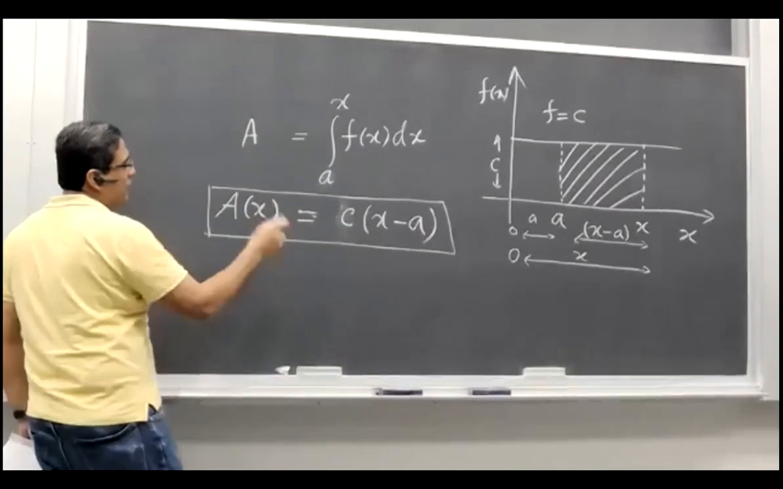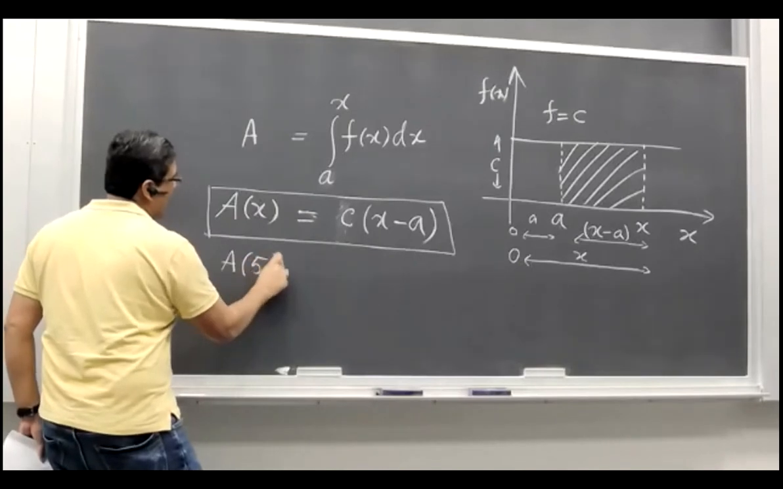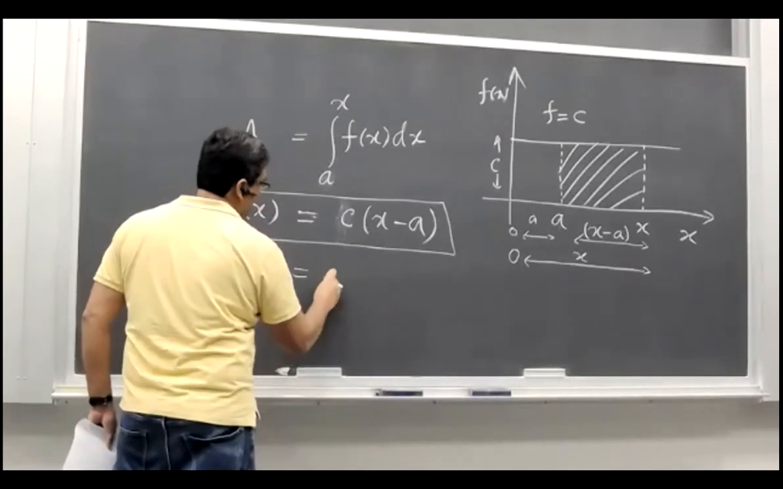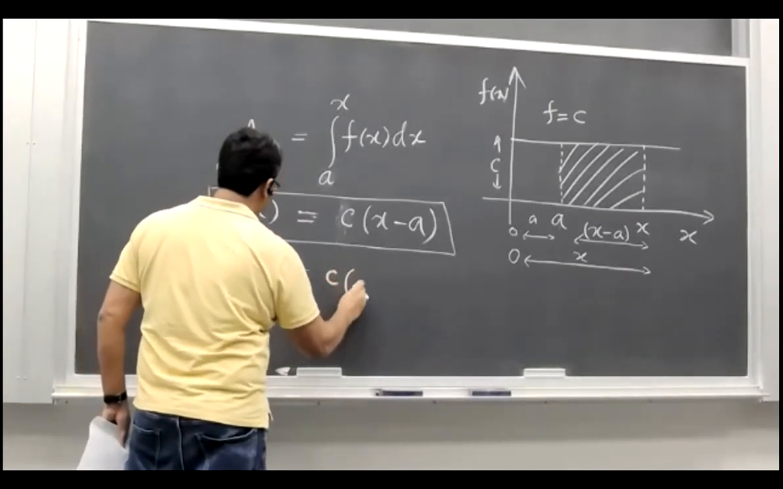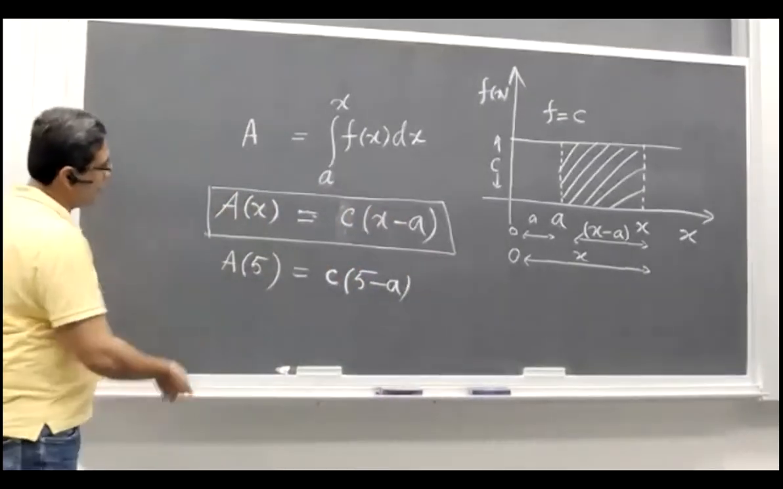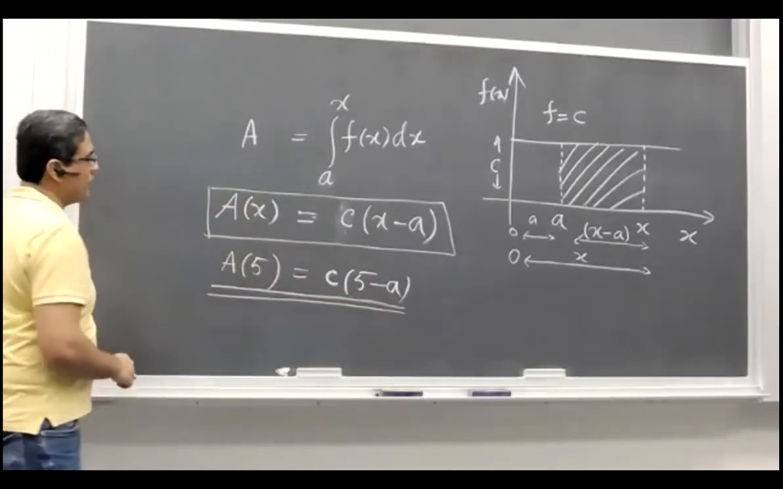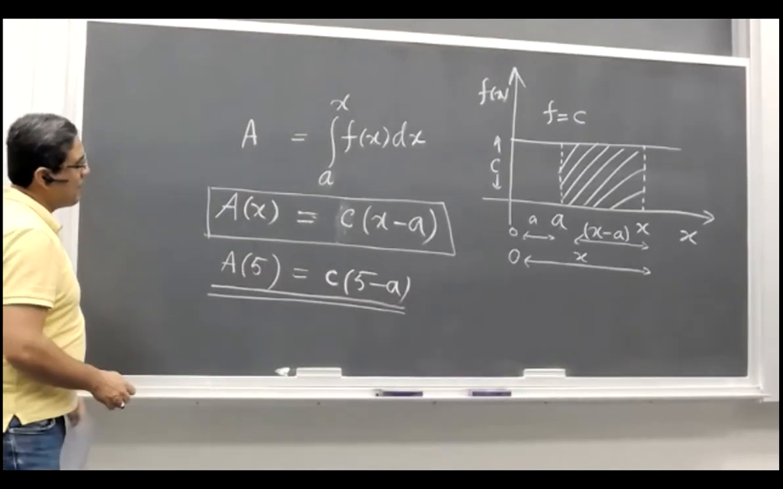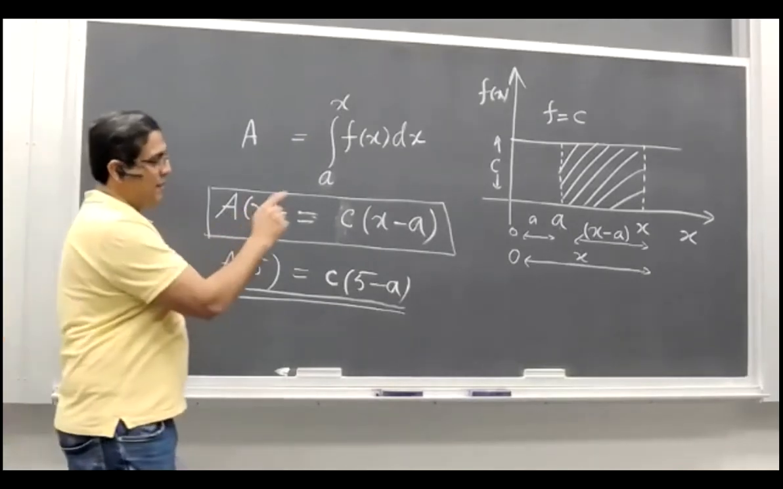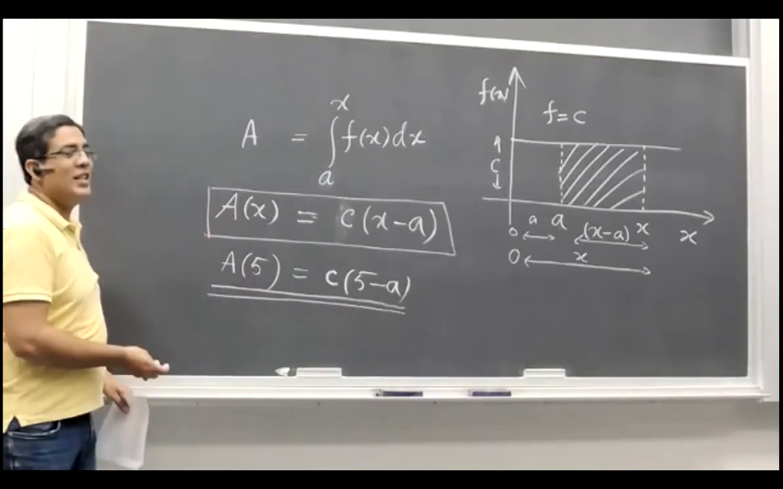If I specify a particular value of x, let's say if I choose x to be 5, then this integral would give me just a number, a definite number, c times 5 minus a. Well, c and a are constants. Let's say they have some values, but then this is a number. This is very important. We're going to talk about it a bit more later on. But if we keep the upper limit indefinite, and keep the area indefinite, such an integral is called an indefinite integral.